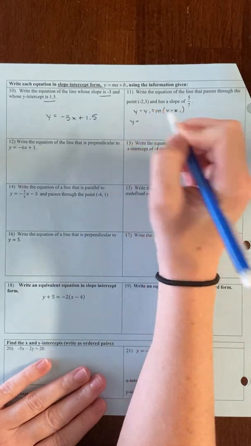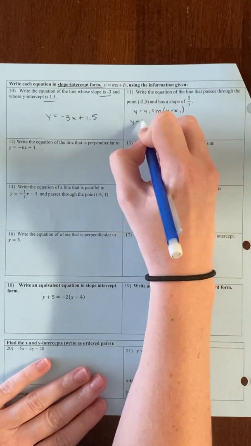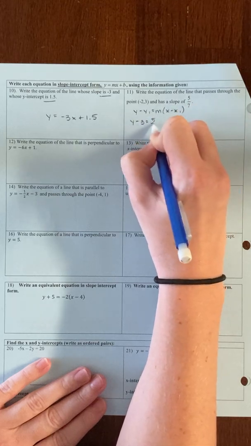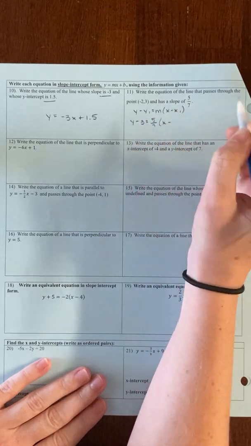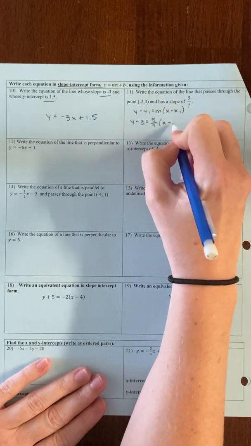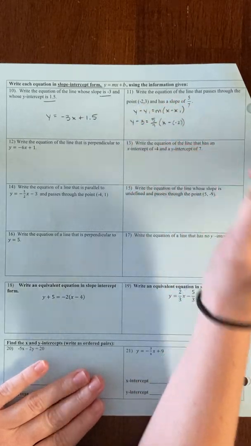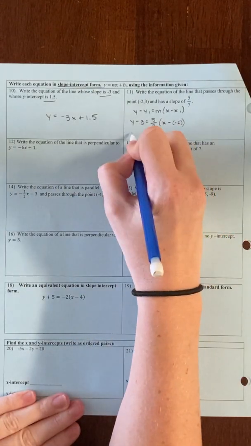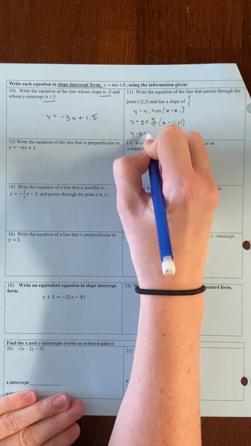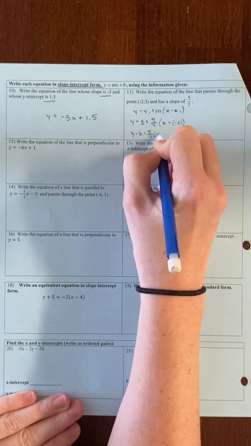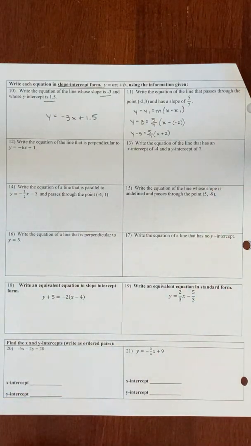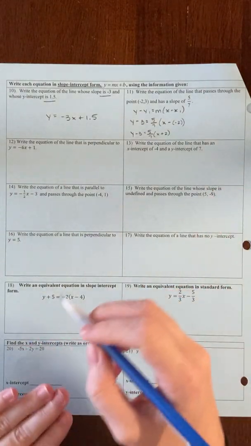So I have y minus y1, and in this case, y1 is 3, is equal to m, which is the slope, 5/7, times x minus x1. And x1 in this case is -2. And again, you want to plug in that -2 in parentheses so you keep that negative sign with it. I'm going to clean this up a bit, and I have y minus 3 is equal to 5/7 times x plus 2. So now that I've written it in point slope form, I'm going to distribute and solve for y.